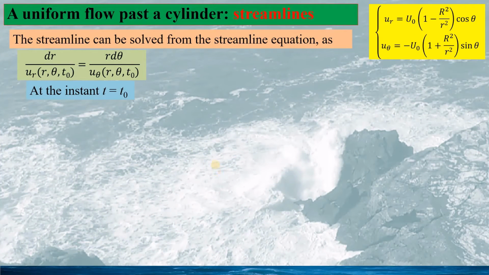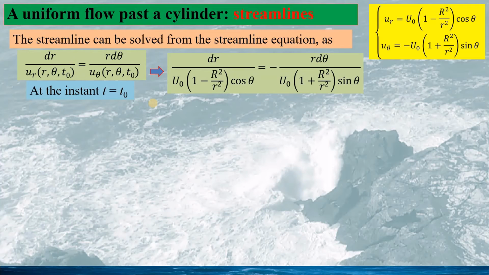For such a flow field, the streamline can be solved from the stream function given as this at the time instant t equaling 0, given as this. And we can substitute the velocity component into the streamline equation. We have the equation as this. And we will show how we can solve this streamline equation.